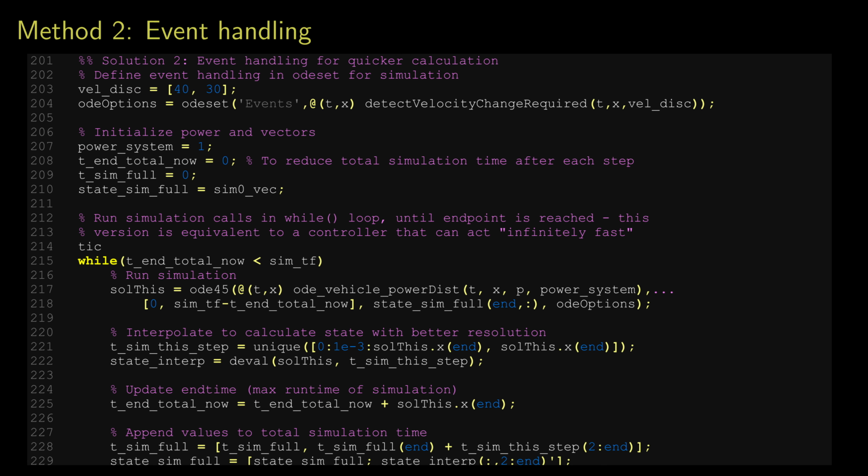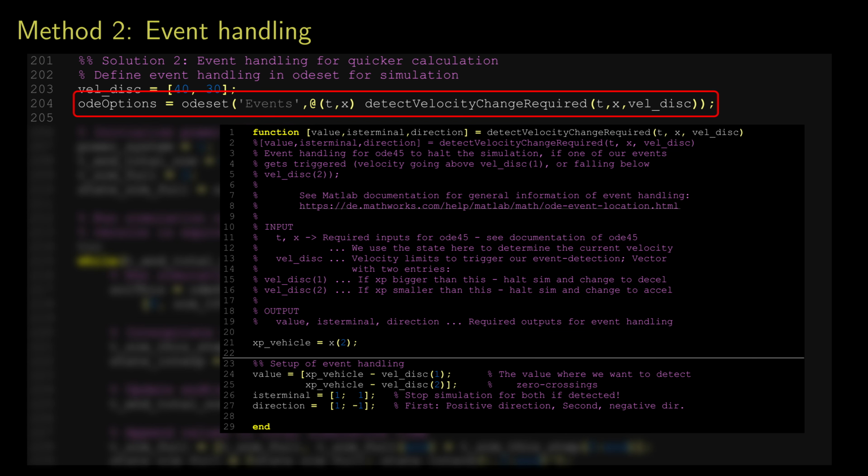To solve this problem, we are using event handling, and the solution I have come up with looks like this here. First, we define our event handling function like this. We want to detect two events. The first one being when our velocity goes above 40, and the second when the velocity goes below 30. We want to stop our simulation in both cases, and here we set the direction where the crossing of the velocity matters. We only care for 40 to be crossed from below, and we only care about 30 being crossed coming from above, to allow for the initial acceleration to continue uninterrupted.